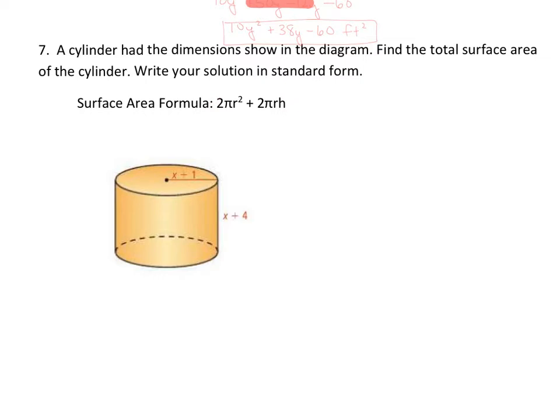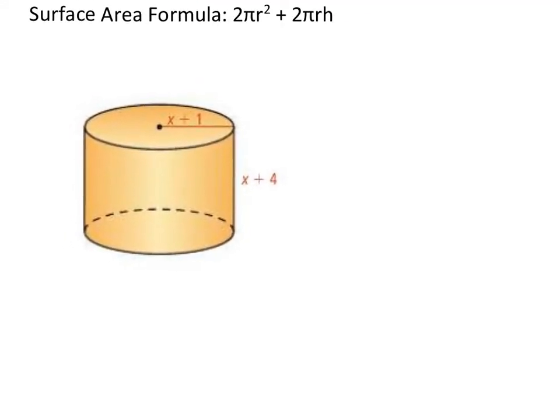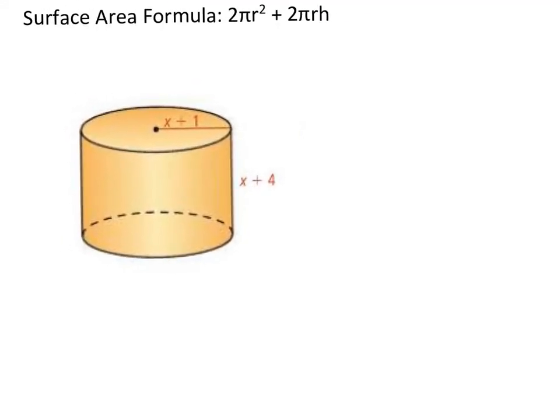And if at any point you don't know the formula for something, just Google it, look it up. So this would be a cylinder. You could look up surface area of a cylinder, and this is the formula they'll give you. All right, so let's zoom in here a little bit.